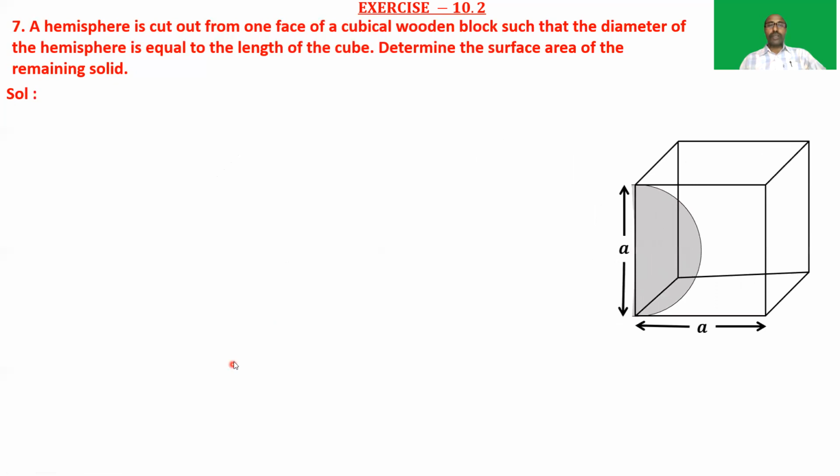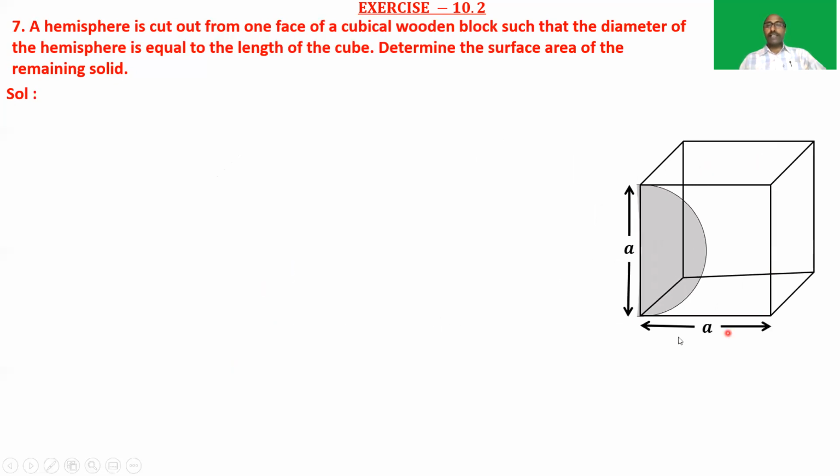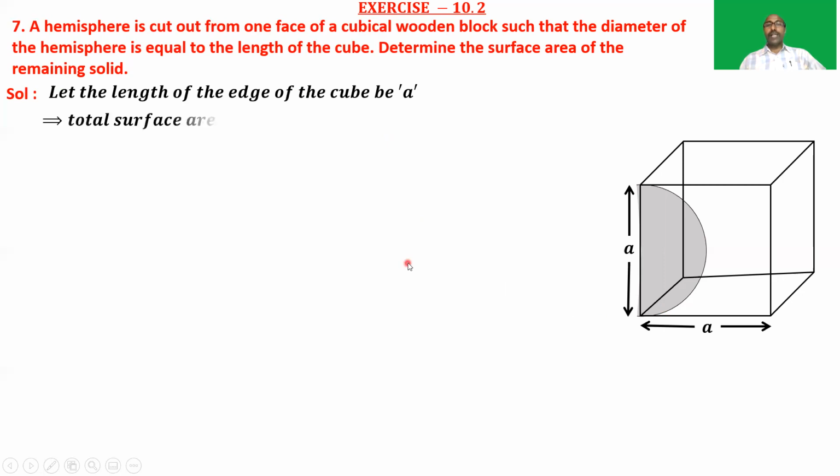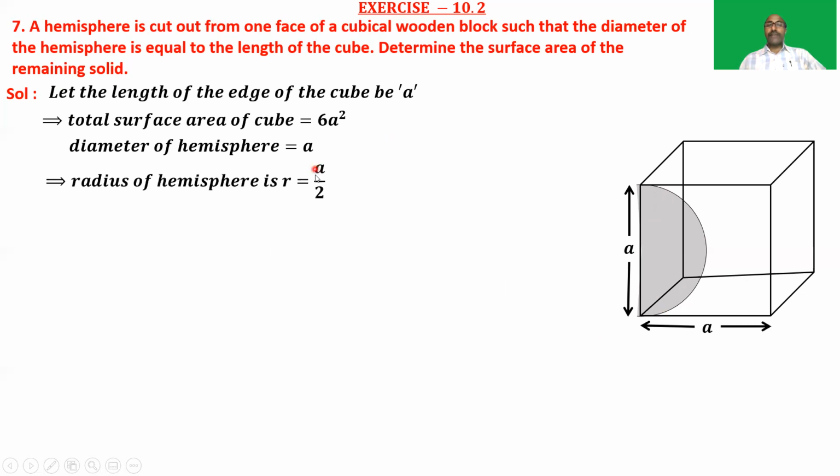Now we have to find the surface area of this remaining solid after cutting the hemisphere from one face of this cube. So let the length of the edge of the cube be A units. Now the total surface area of the cube is 6A square. And the diameter of the hemisphere is equal to the edge of the cube, so the diameter of the hemisphere is equal to A. So the radius of the hemisphere is A by 2.